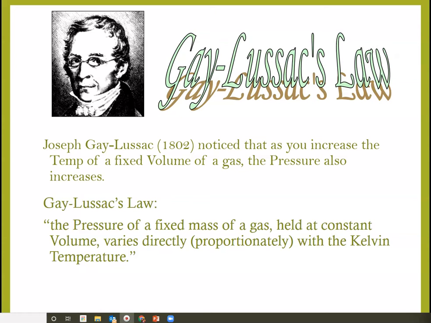Officially, Gay-Lussac's law says that the pressure of a fixed mass of gas, that means a steady amount, held at a constant volume, so same amount in the same size container, the pressure varies directly with Kelvin temperature. So as the temperature goes up, the pressure will also rise. That's what proportional means. Remember, proportional means when one goes up, the other goes up. So as the temperature goes down, the pressure will also go down. Okay, so that's the fundamentals of Gay-Lussac's law.